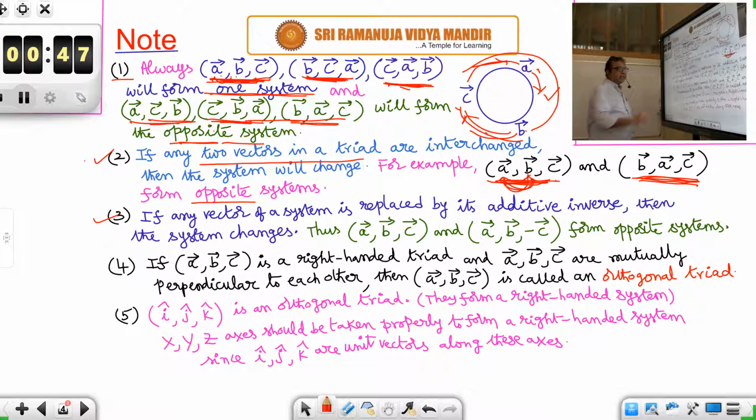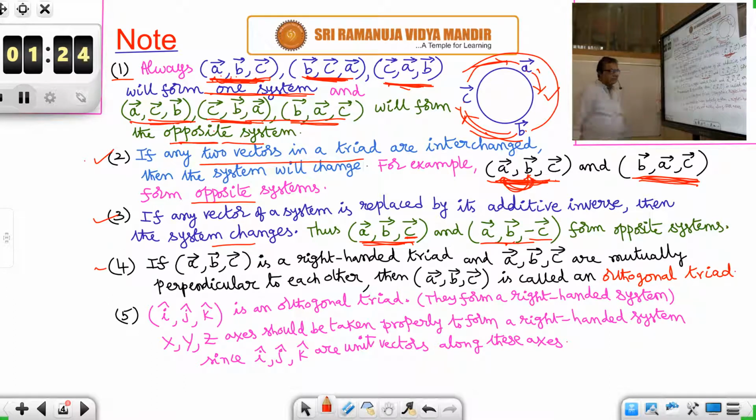Third point, if any vector of a system is replaced by its additive inverse. See, what is the additive inverse of A bar? Minus A bar. So if any vector of a system is replaced by its negative vector, then the system changes. For example, here A bar, B bar, C bar. Only one vector I have taken, C bar, and in place of C bar, I have put minus C bar. Then these two will be opposite systems. If this is right-handed, the next one will be left-handed. If this is left-handed, that will be right-handed.